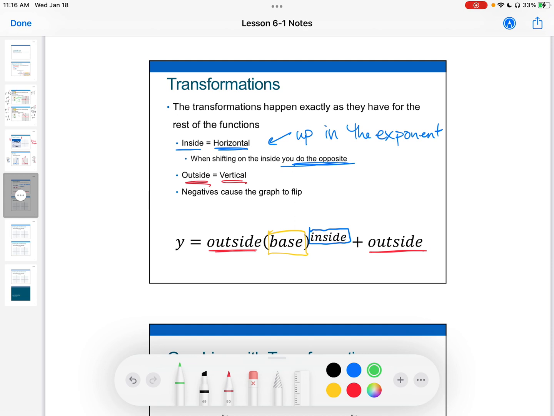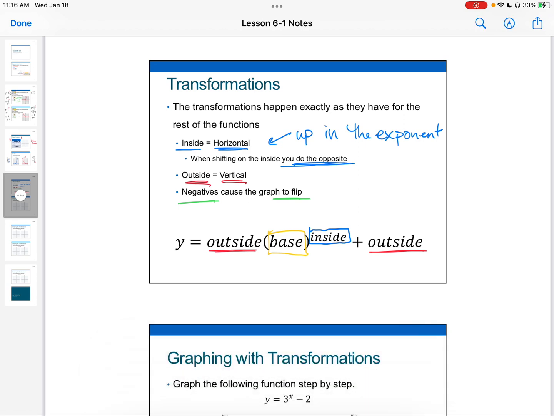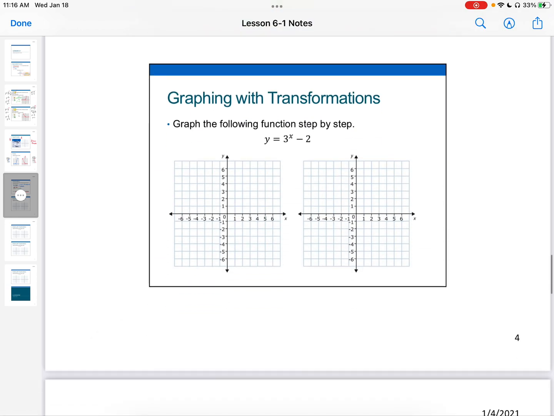And then the last thing that we have here is negatives. Of course, remember your negatives make it flip. These can flip horizontally. These can also flip vertically. So we do need to make sure we know the difference if the negative is on the inside or if the negative is on the outside. So let's run down through and do some examples of these.